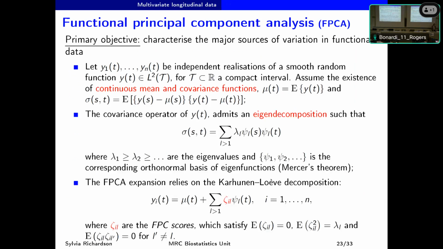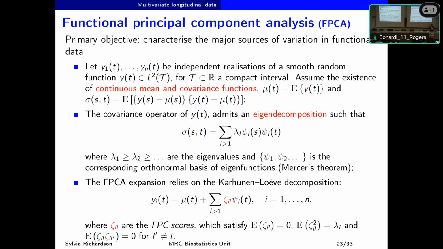As I say, we want the major sources of variation in your data, and we are assuming that we are getting a sample of realizations over time. Time is continuous, but of course we will just get discrete samples. But we're making the assumption that the underlying dynamics are continuous, and in particular the mean and the covariance function are continuous. And under this hypothesis, you could do something very similar.